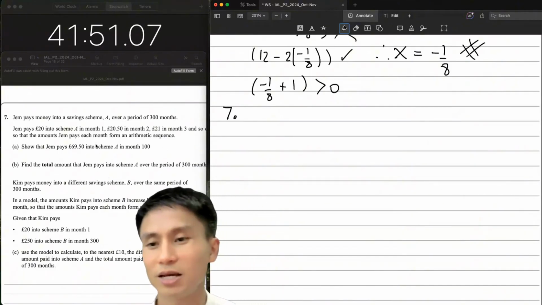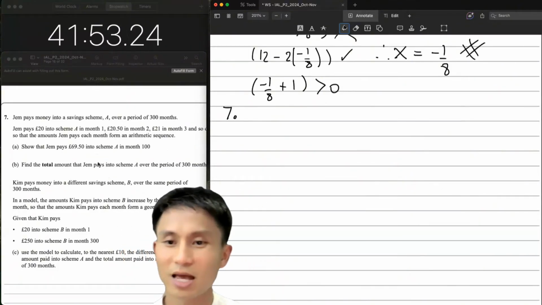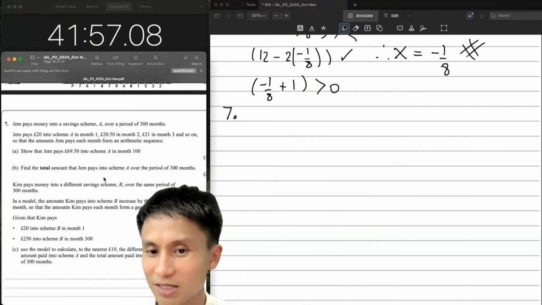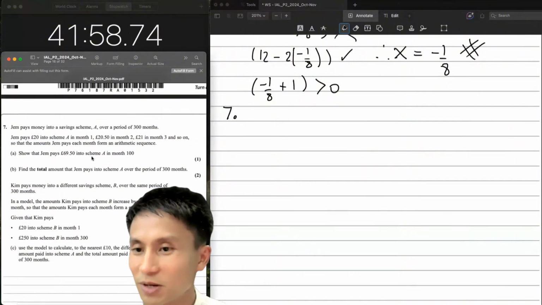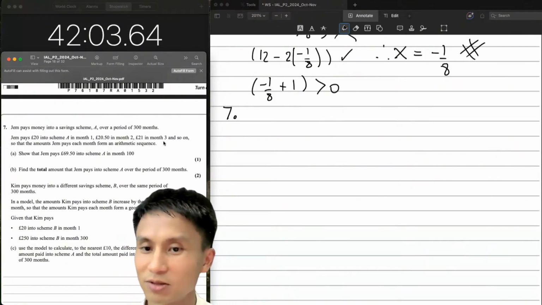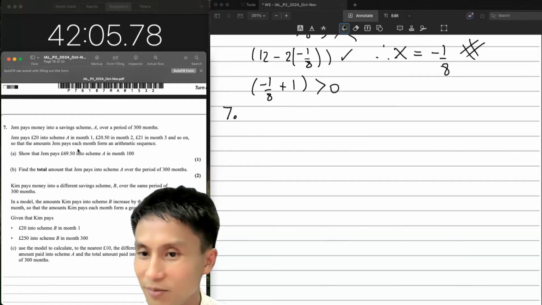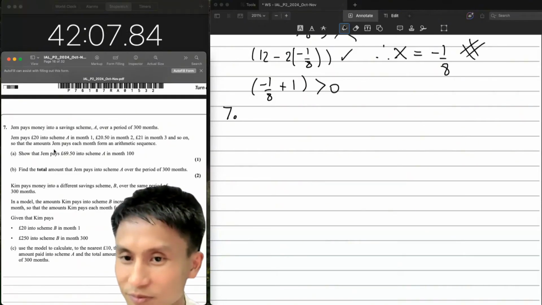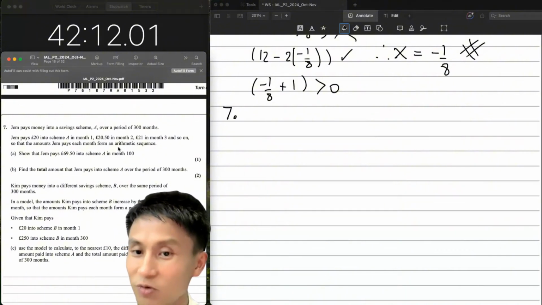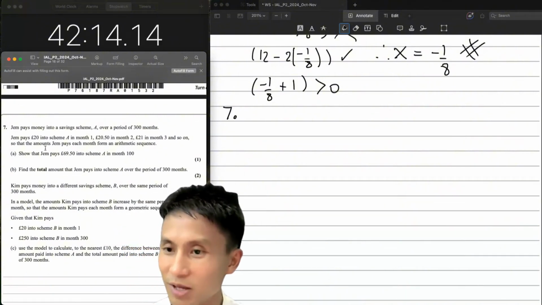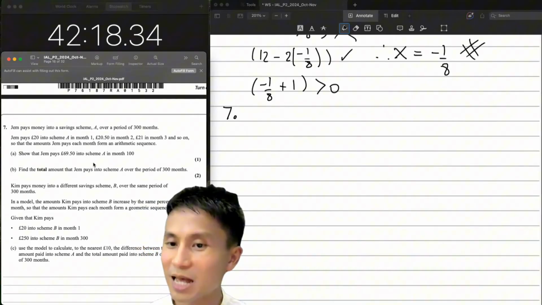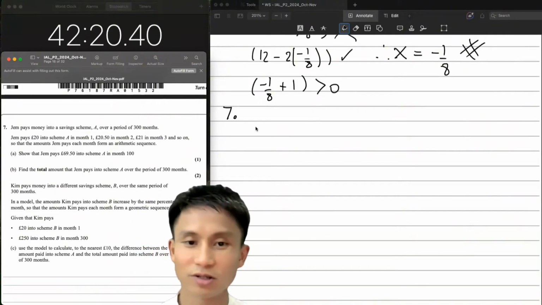So Jem pays money into a saving scheme A over a period of 300 months. So this is an application of a sequence, right? Jem pays 20 pounds into scheme A in month 1, this in month 2, and so on. So this seems to be arithmetic, right? Yeah, scheme A, arithmetic sequence. Show that Jem pays that in month 100.